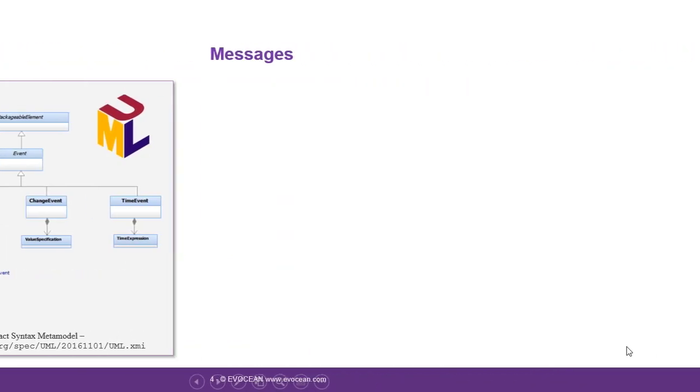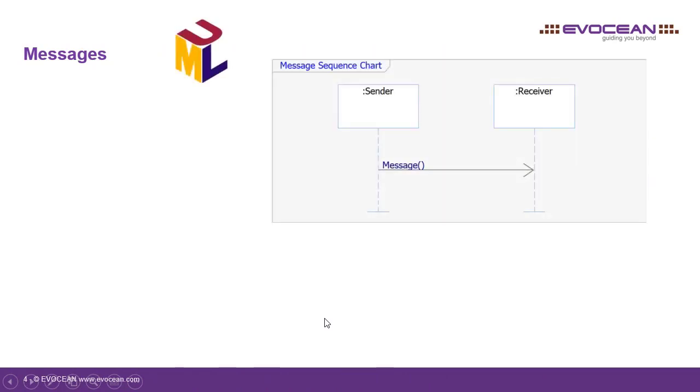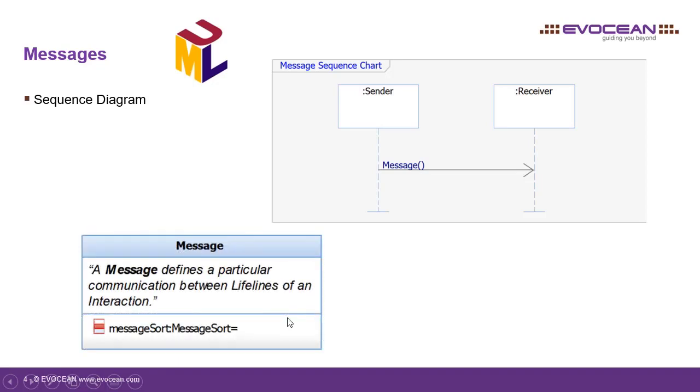Let's get to messages first. Messages are defined in the interaction package. They have their origin in the message sequence charts, called sequence diagrams in UML, which show the interaction, the message exchange between connected classifiers. This is also what the UML says in general terms to begin with. A message defines a particular communication between lifelines of an interaction.